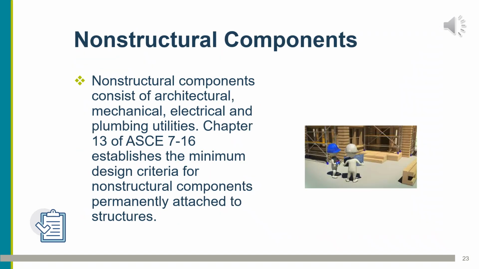So what are considered non-structural components? This consists of architectural, mechanical, electrical, and plumbing utilities. Chapter 13 of ASCE 7 establishes the minimum design criteria for non-structural components permanently attached to the structure.